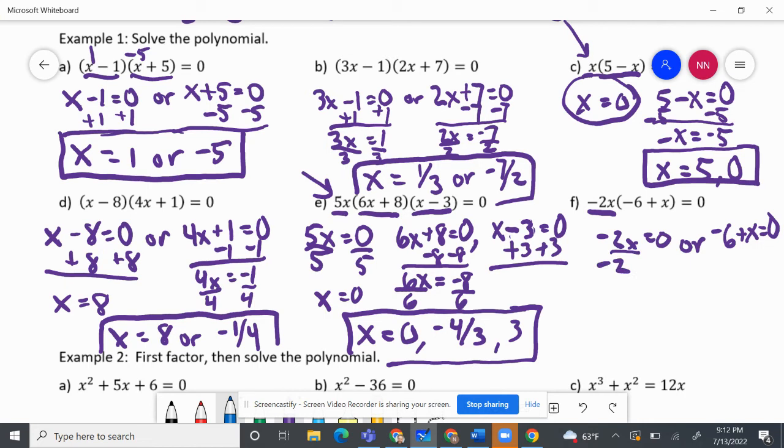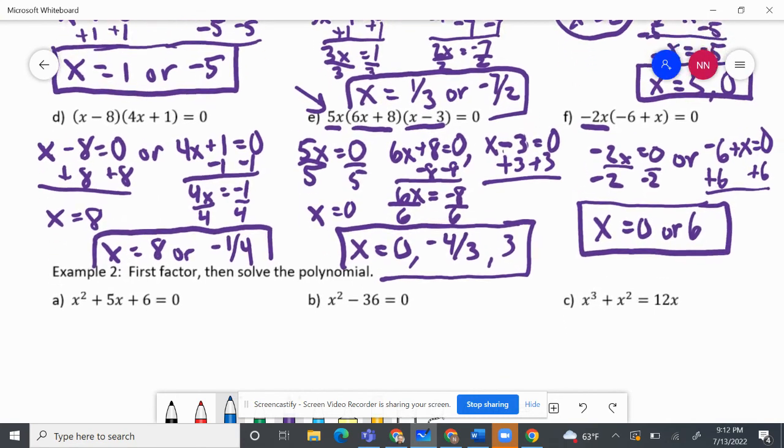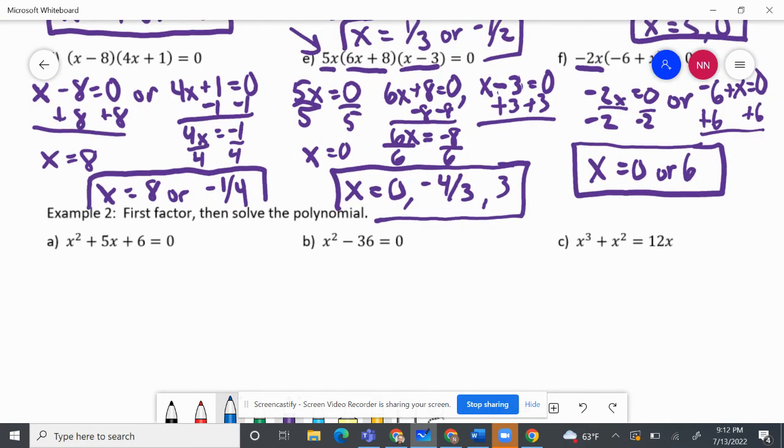And the monomial is always going to be the same. It gives us a 0. And then for the binomial, when we add the 6, it gives us a 6. Now, all of those were already factored. What we're going to do in this next part is we're going to factor them, and then we're going to solve them.